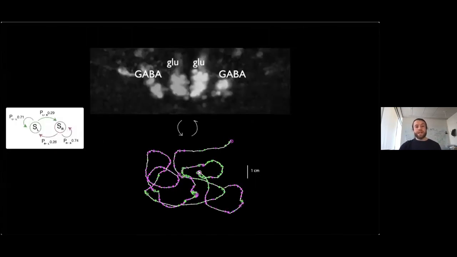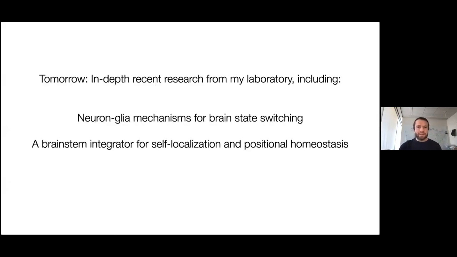All right, so in general, our goal remains to connect algorithmic understanding, represented here by this two-state Markov model, which we use for interpreting the circuits and the behavior, with circuit level understanding and behavioral level understanding. And so in this context, tomorrow, I will give you a more in-depth discussion of recent research from my lab, including on neuron-glia mechanisms for brain state switching and on a brainstem integrator for self-localization and positional homeostasis.